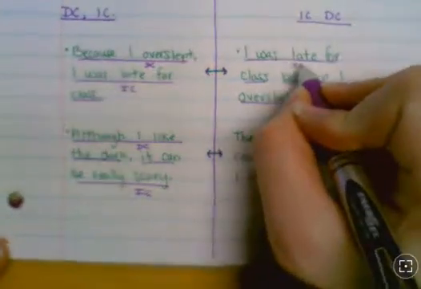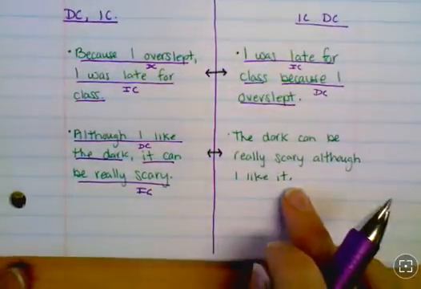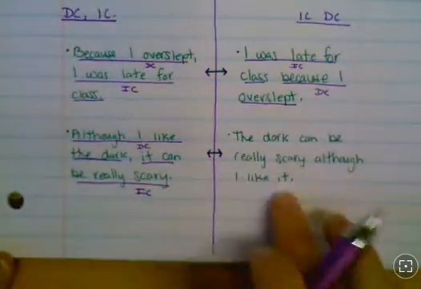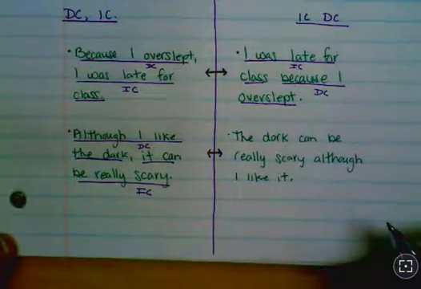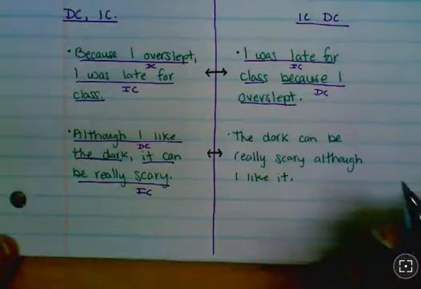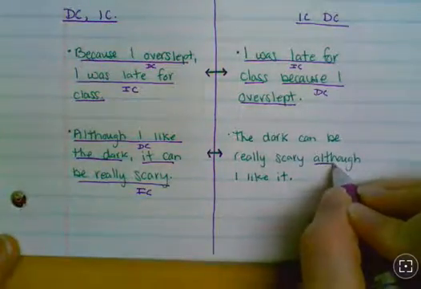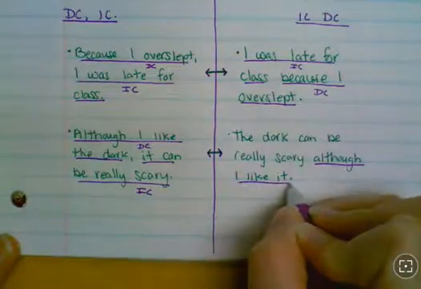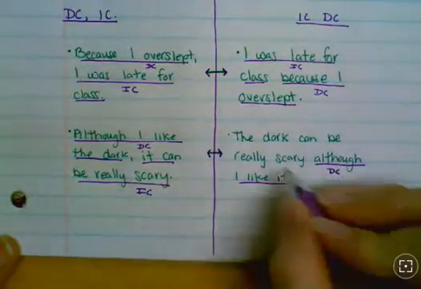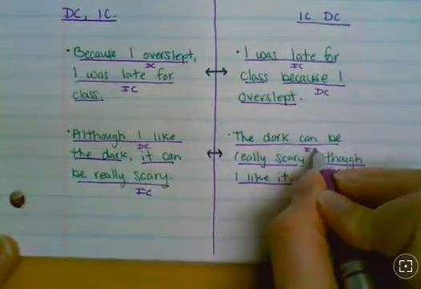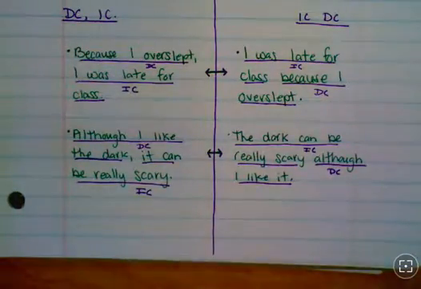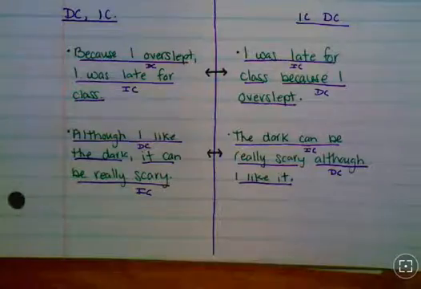That's the independent clause. You will notice I changed some of the pronoun usage down here just to kind of clarify the sentence. The dark can be really scary, although I like it. So although, that is our WUBIS word. So although I like it is the dependent clause. And the dark can be really scary is the independent clause. If I said the dark can be really scary, that is a complete sentence. Okay, so for either of these things, you can really just flip it around.